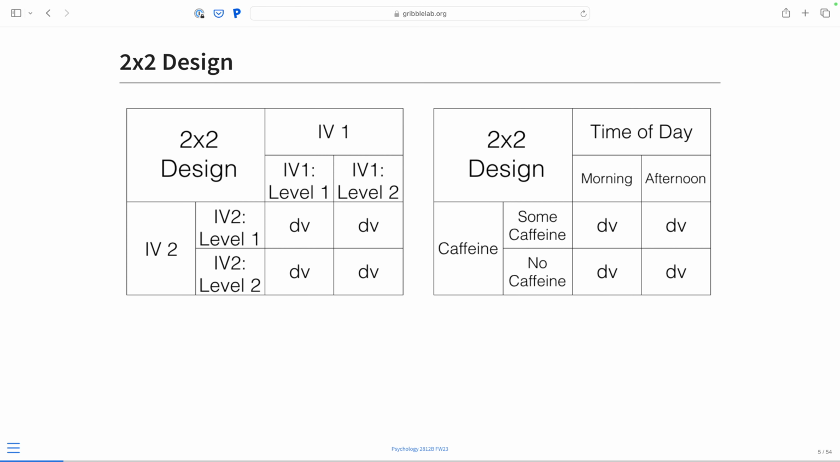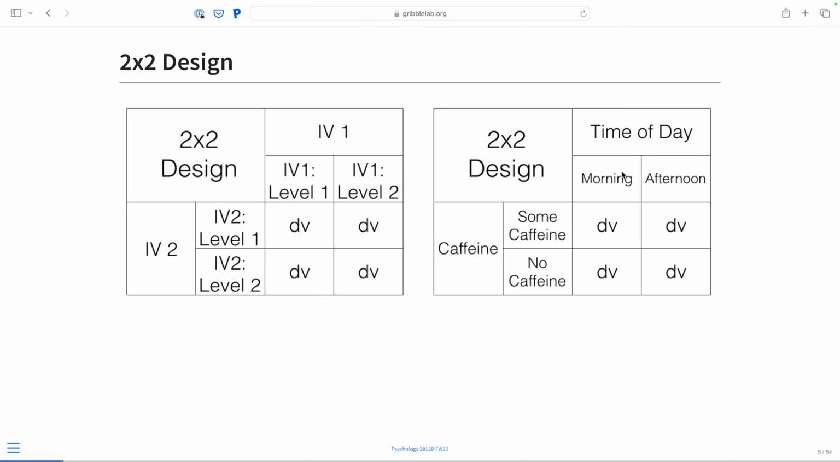So just in chart form, a 2 by 2 design means that every level of the first factor is tested within every level of the second. So on the top, we have independent variable 1, which has level 1 and level 2. And on the left, we have independent variable 2, which also has two levels, 1 and 2. So in a 2 by 2 design, there are four possible categories. There are four possible cells, as they're called, in this 2 by 2 design.